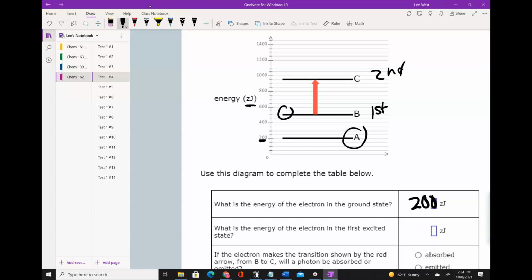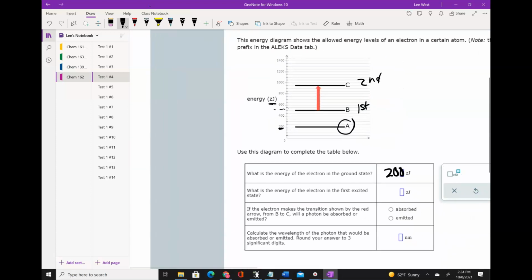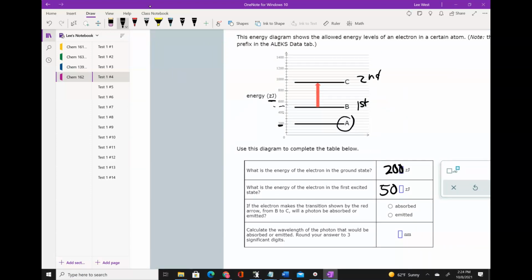And so we just, again, make sure we don't read the scale incorrectly. So there's 400, 450, 500, 550, 600. So I'm pretty convinced that this is 500 zeptojoules. Okay, that's good. No mistakes there. Okay, so now we're going to do this transition.